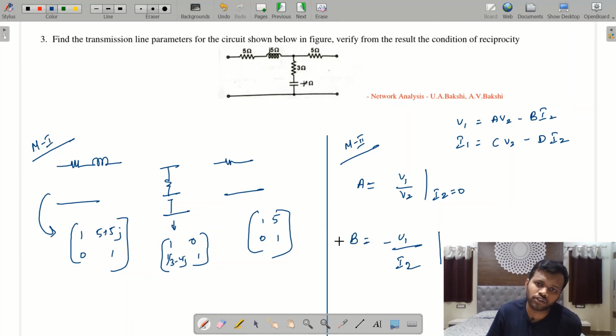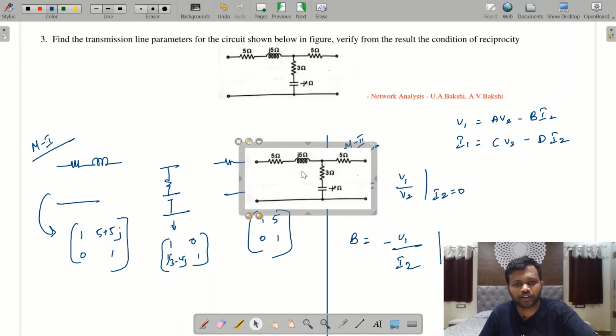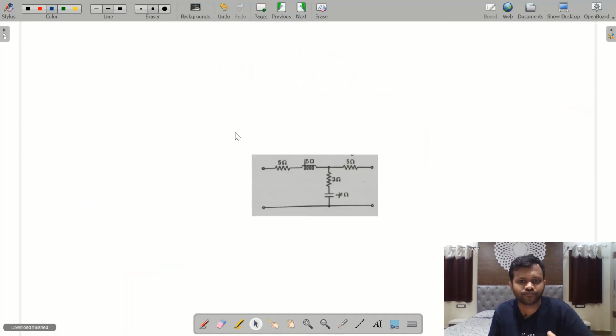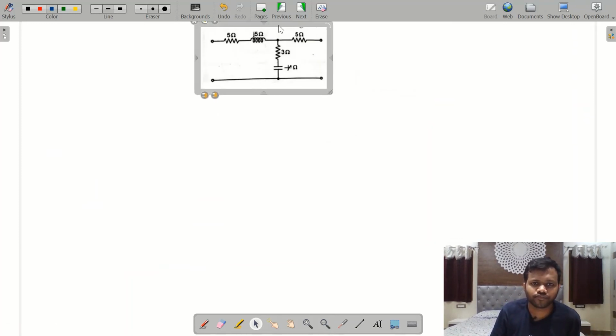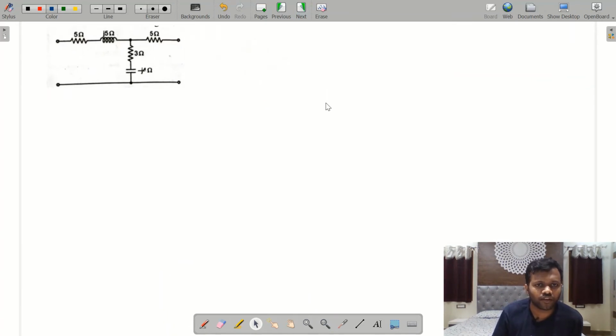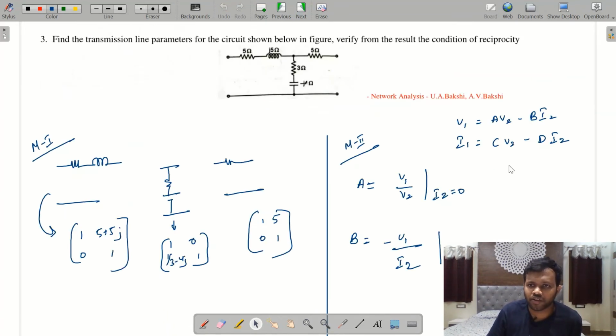In this way I can find method 2. You can try to solve by using this matrix multiplication also. You can check the answer at the end. So by using the second method we'll try to solve for the ABCD parameters. Right. So what are our equations? These are our equations.